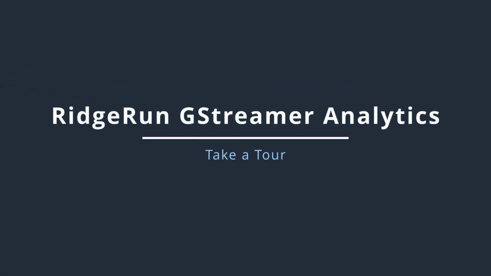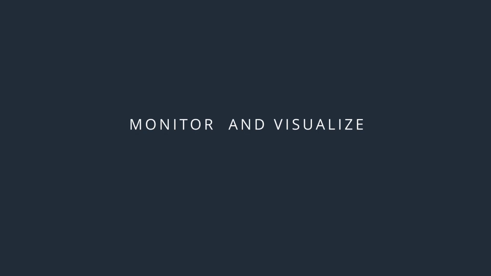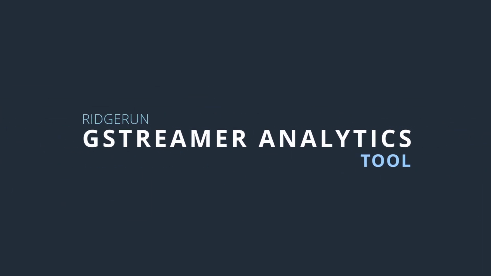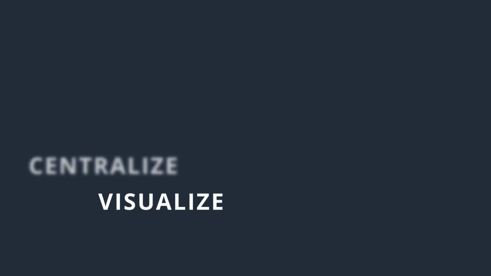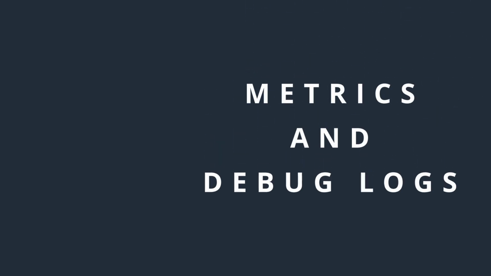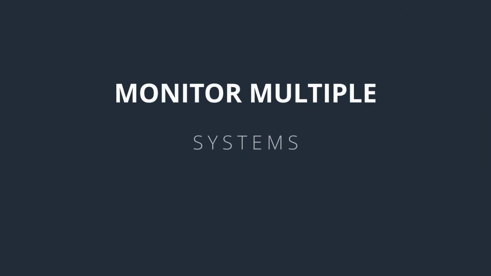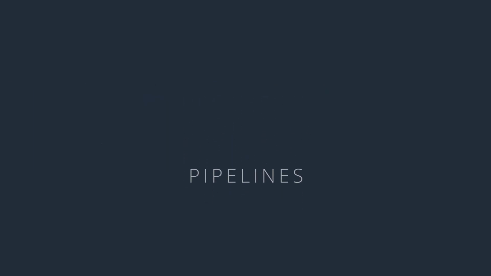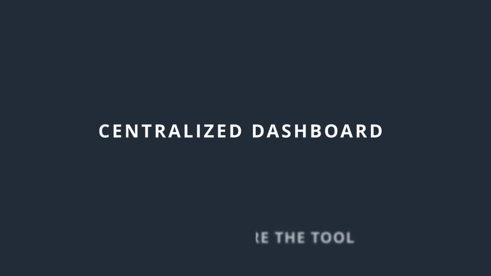Take a tour of RidgeRun GStreamer Analytics. In this video, we'll explore how to monitor and visualize GStreamer performance in real time using a unified analytics and observability platform. This solution provides a complete way to collect, centralize, and visualize metrics and debug logs for systems running GStreamer pipelines. It enables engineers to monitor hardware resource utilization, process behavior, and pipeline performance across multiple devices, all from a single centralized dashboard. All right, let's get started.